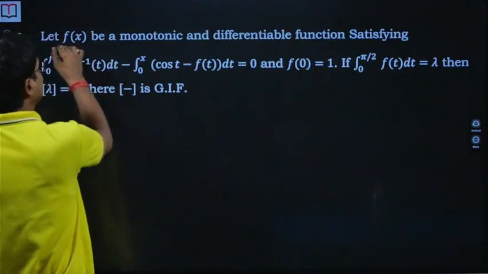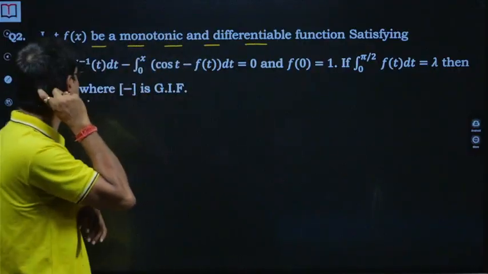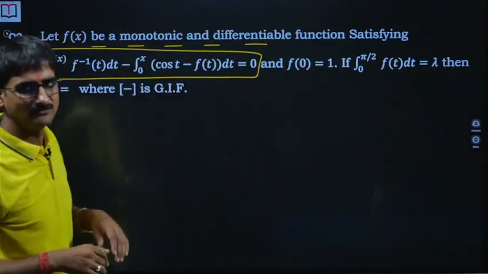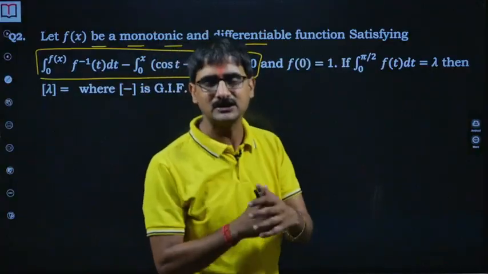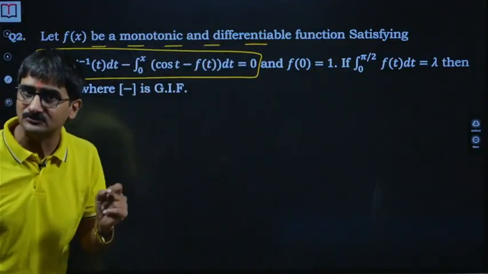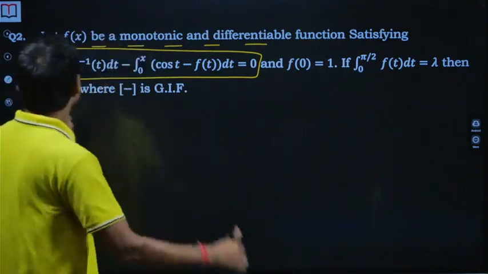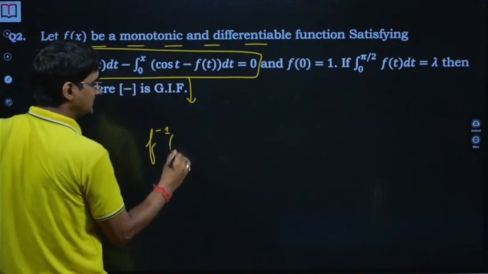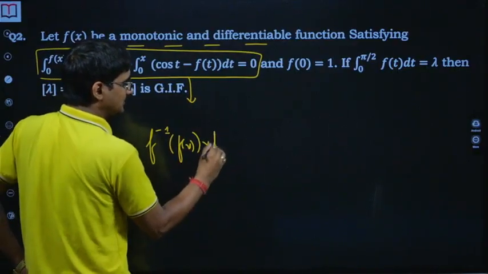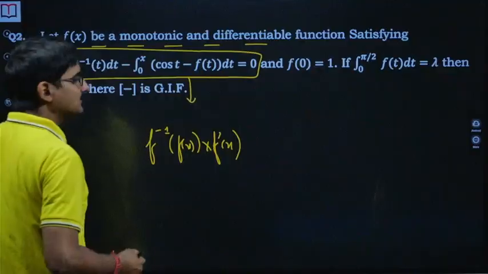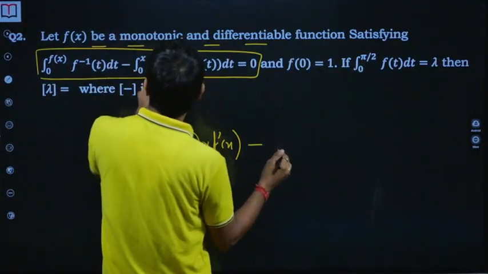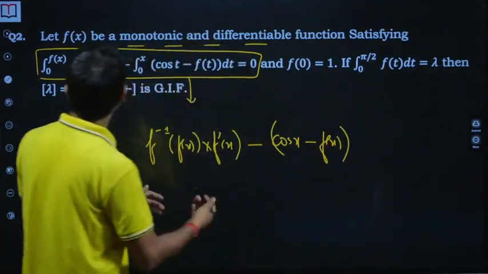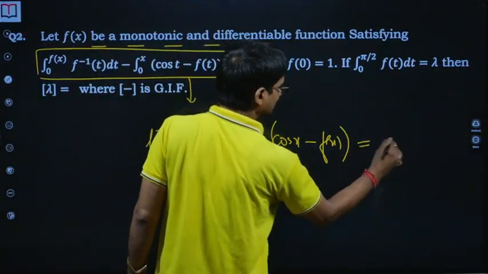Now moving to the next one: let f(x) be a monotonic and differentiable function satisfying this. Okay, see, whenever I look at any such statement, we have already done such type of question. The first thing I try is the Newton-Leibniz rule of differentiation for definite integration. So if I differentiate both sides with respect to x, we get f inverse of f of x into the derivative of the upper limit. The lower limit is a constant, we don't need to use it, minus cos of x minus f of x into its derivative, which is 1, and this is equal to 0.